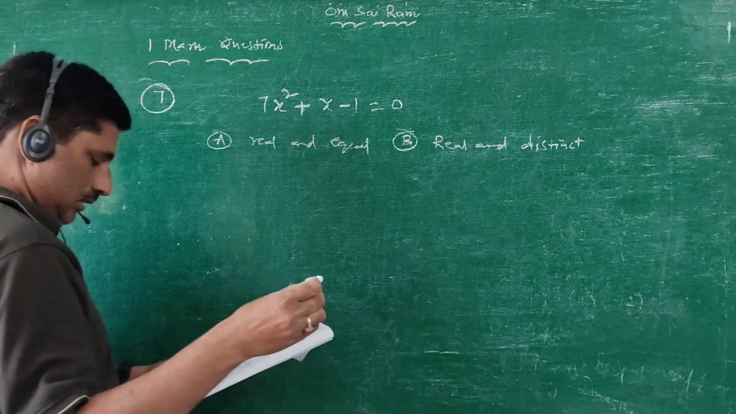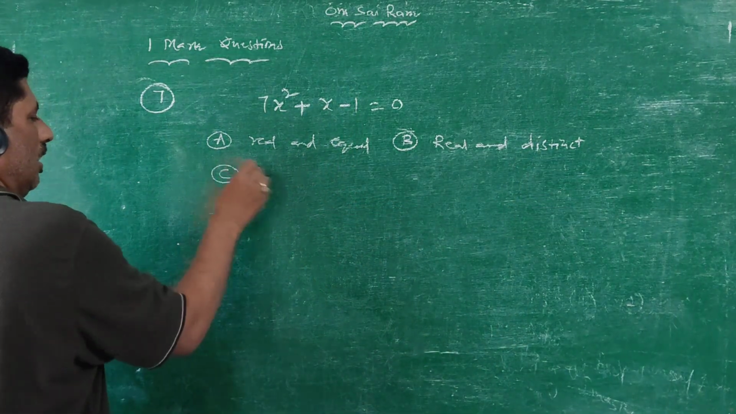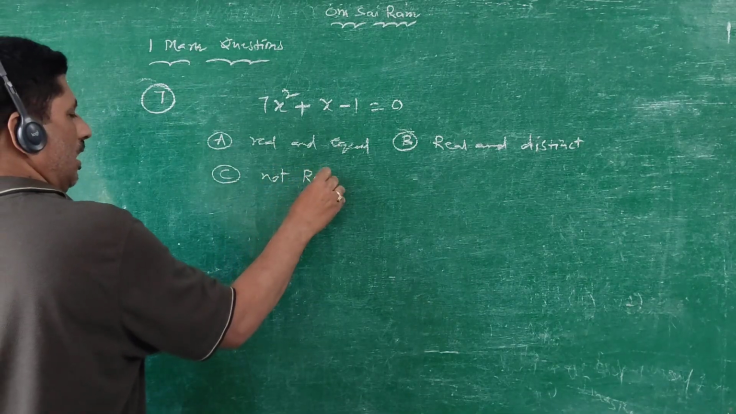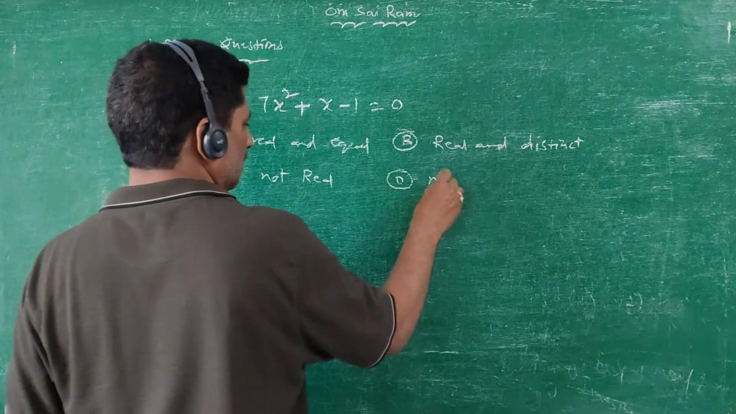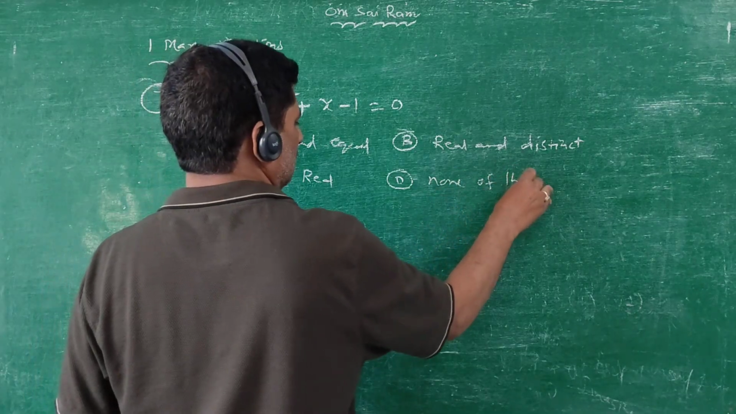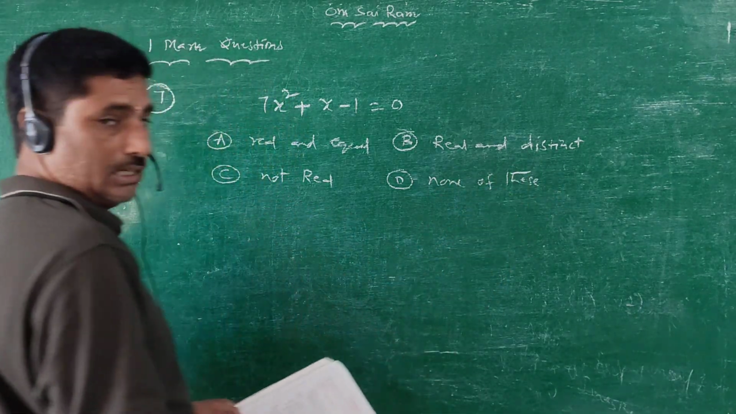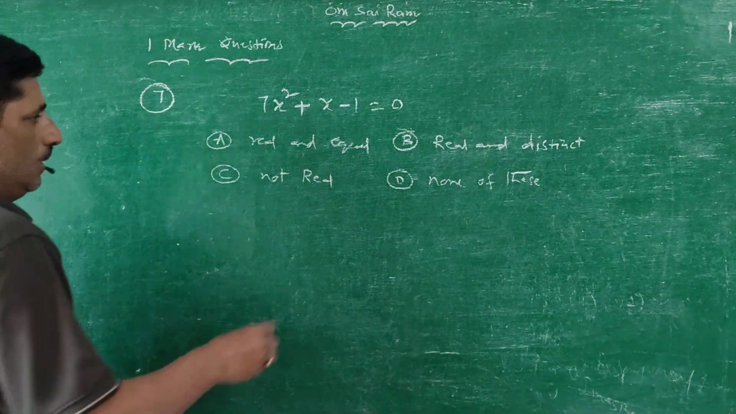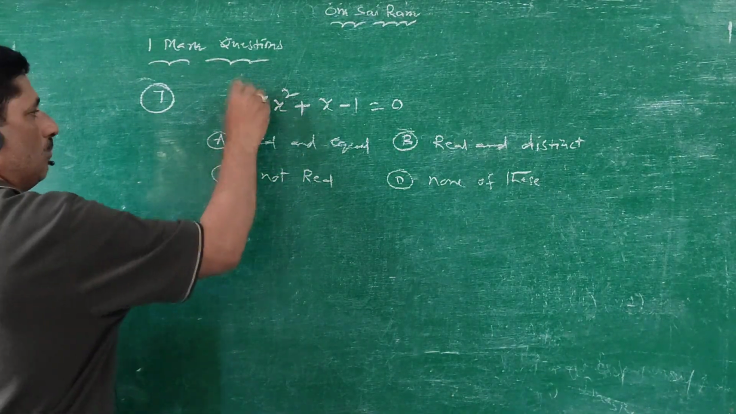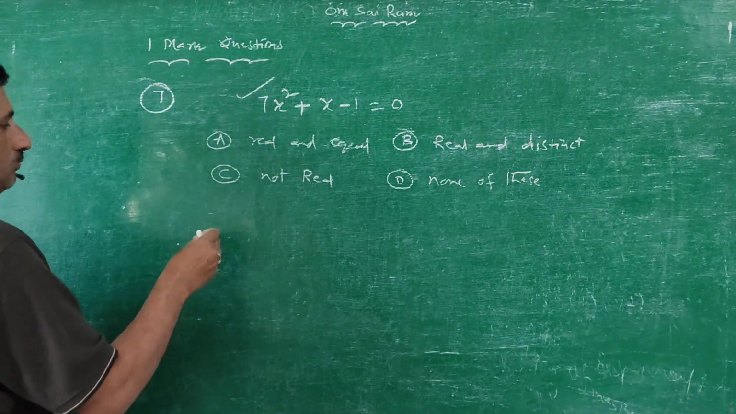Distinct means unequal. Not real. And D, none of these. Okay, now they give some options here. We have to verify which option is the right option. Now we have to compare this equation with the standard form.